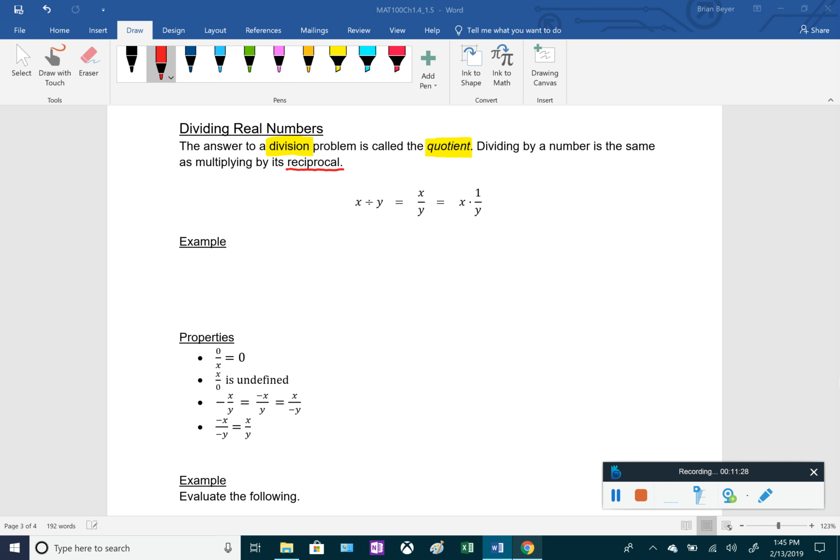So for example, if we had something like 30 divided by 6, that's the same as writing it as a fraction, 30 over 6, which is the same as 30 times 1 over 6. So all of those equal 5.